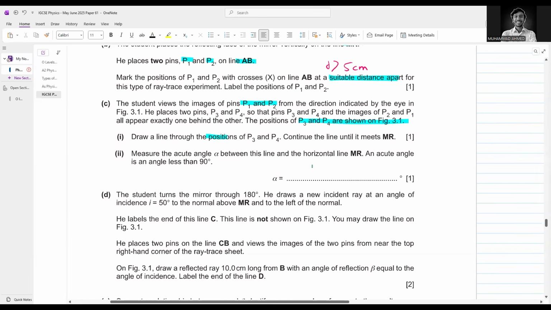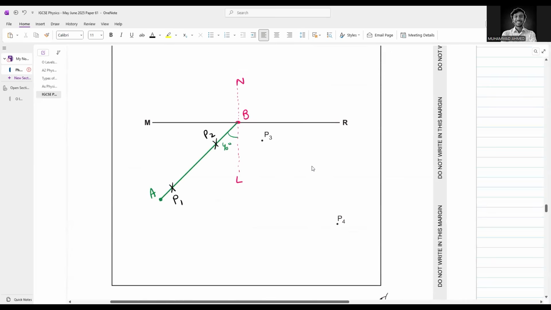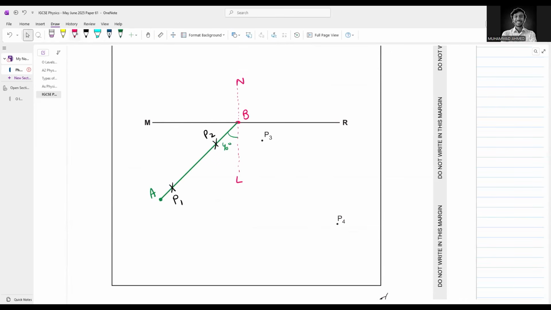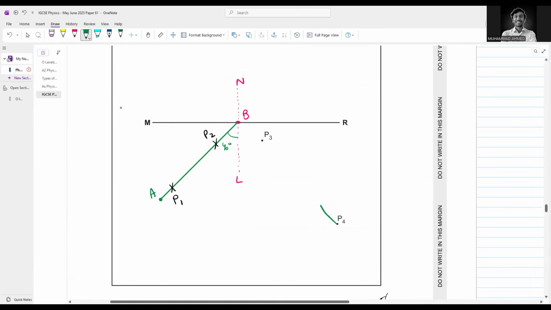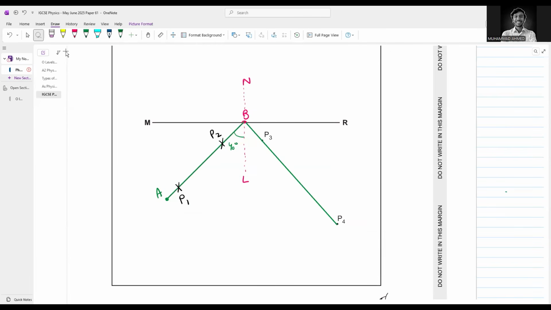Draw a line through the positions of P3 and P4. Continue the line until it meets MR. अच्छा जी P3 और P4 के थ्रू एक लाइन बनानी है. Let's take the green color. Yeah, so this is your line. P3 and P4 connect हो गए यहाँ पे and we have extended it up till the MR.